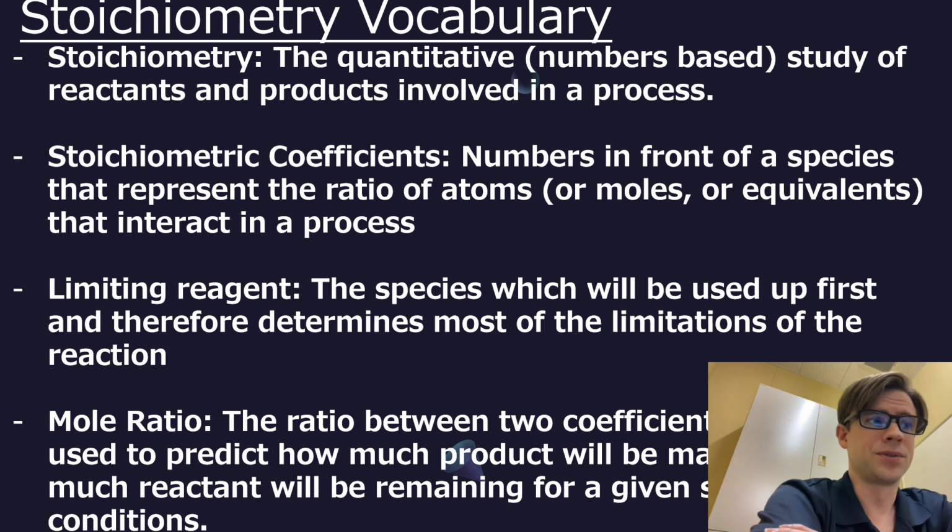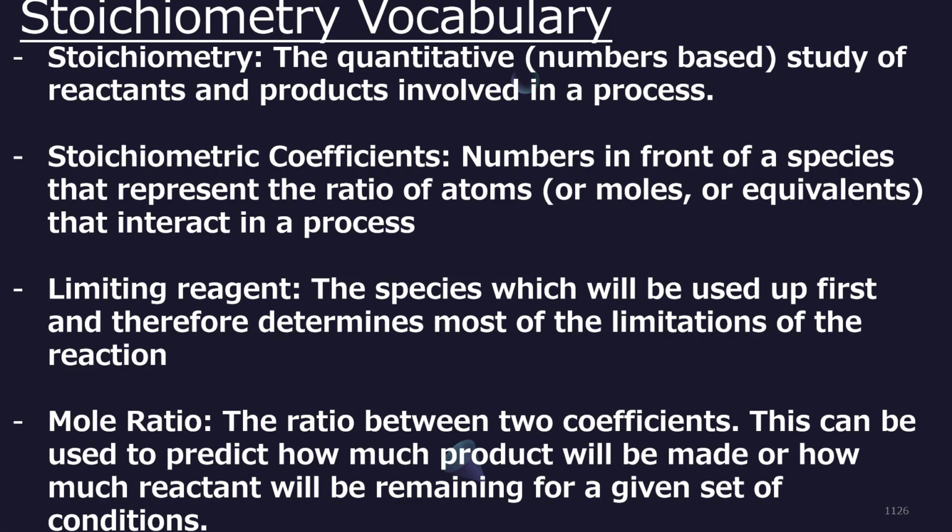Then the limiting reagent. This is going to be a big topic today. This is the species which will be used up first and therefore determines most of the limitations of the reaction. And then a mole ratio. This is the ratio between two coefficients in the chemical equation or the equation process. This can be used to predict how much product will be made or how much reactant will be remaining. In other words, how much is consumed and how much is left for a given set of conditions.